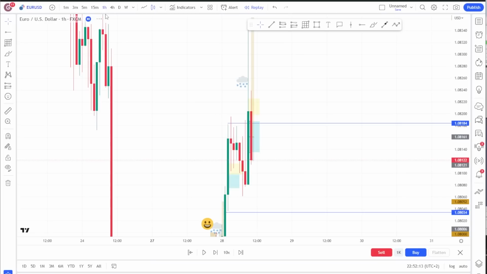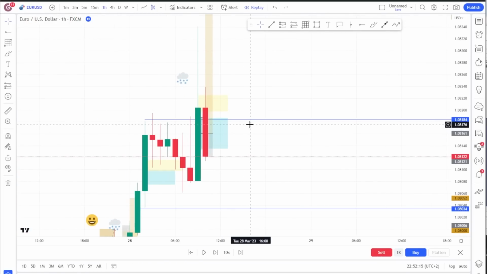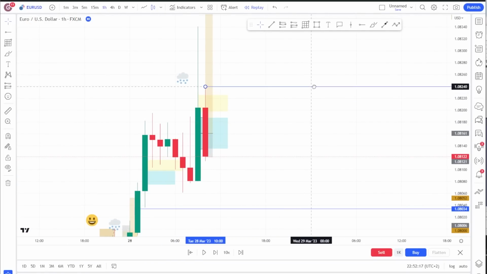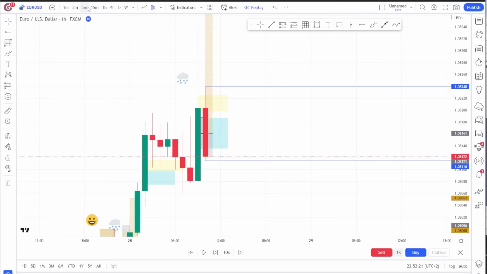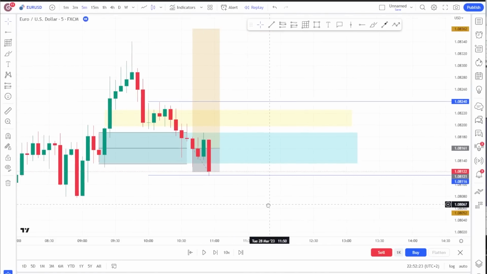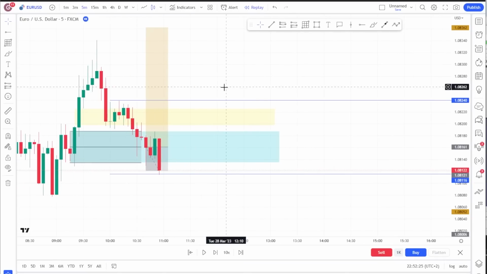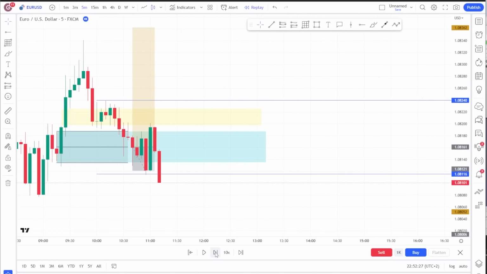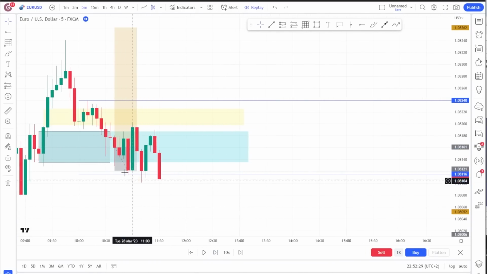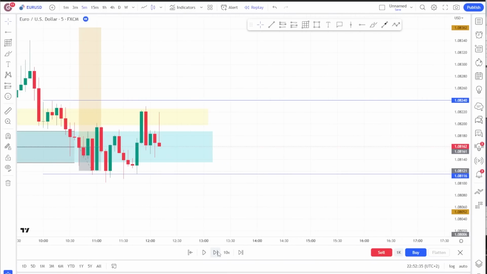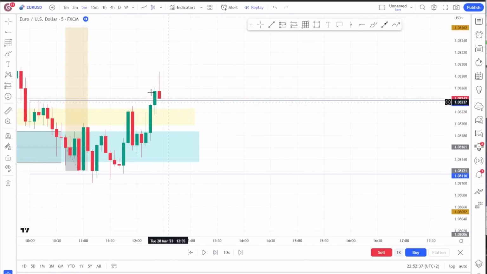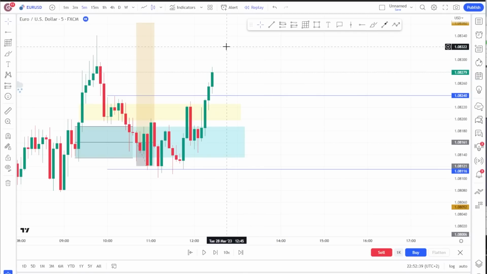So now we're going to hop back onto the 1 hour. We're going to mark out the high and the low as well, and then drop down to the 5 minute. Now we're waiting for price to break the high. You can see it just rejected the low as well. Okay, so it broke.